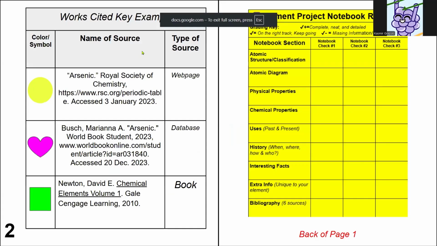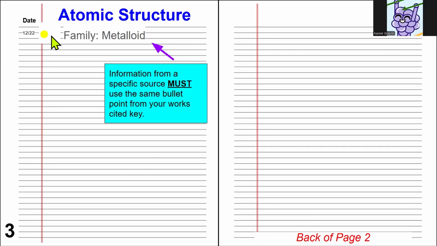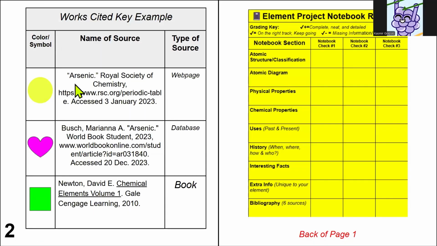So for your works cited key, which is page 2, you have your color symbols for your bullet points. And for the name of source, this is where you're putting that full citation. Your full citation will go right here, just like that. And then for type of source, you would say, is it a web page, is it a database, or is it a book? This is so that we can keep organized when we're taking our notes in our notebook. So we know that this yellow bullet point comes from this source.